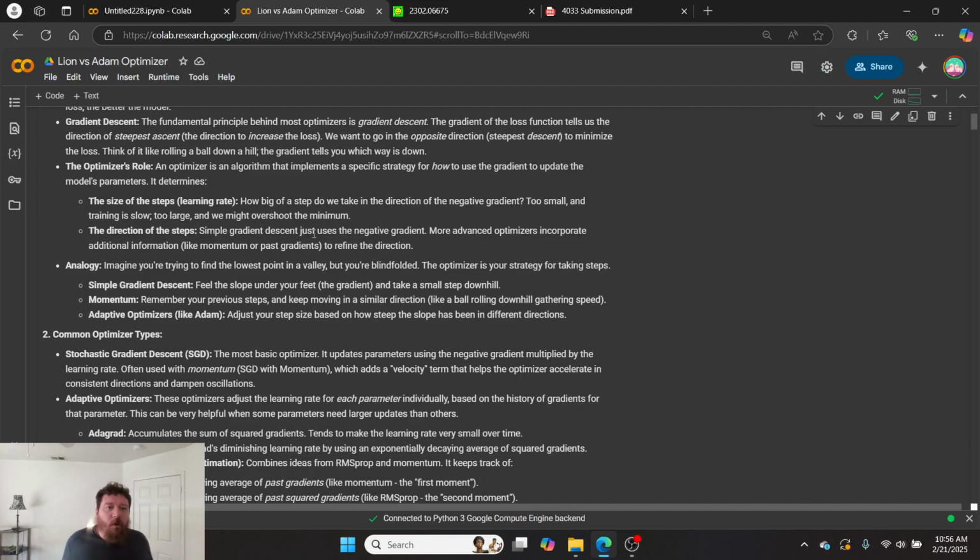So the optimizer's role. An optimizer is an algorithm that implements a specific strategy for how to use the gradient to update the model's parameters. The optimizer determines the size of the steps, like the learning rate: how big of a step do we take in the direction of the negative gradient? Too small and training is slow, too large and we might overshoot the minimum. And for the direction of the steps, simple gradient descent just uses the negative gradient. Like, okay, it's down, go up. Whereas more advanced optimizers incorporate additional information like momentum or past gradients to refine the direction.